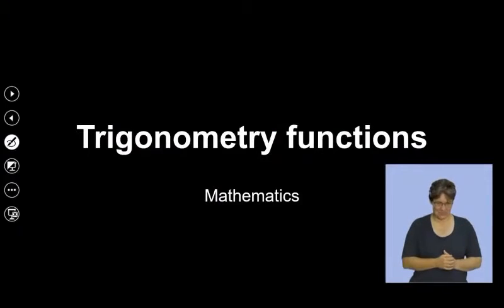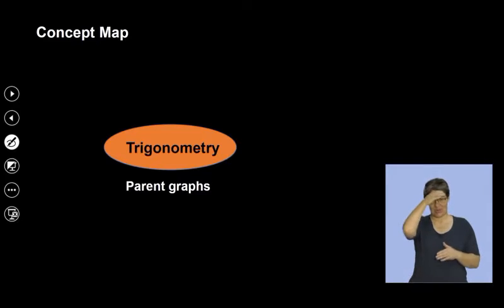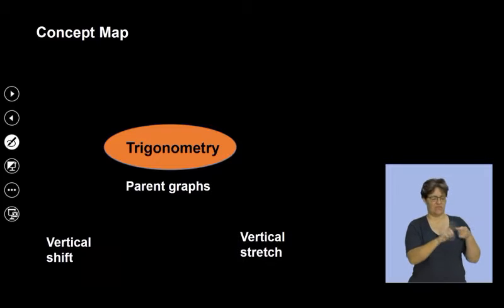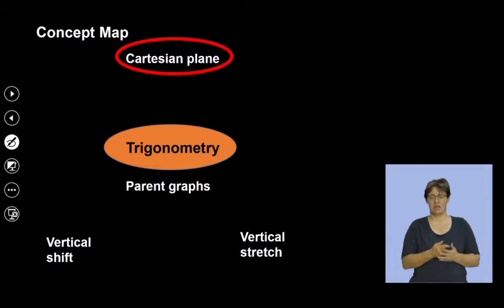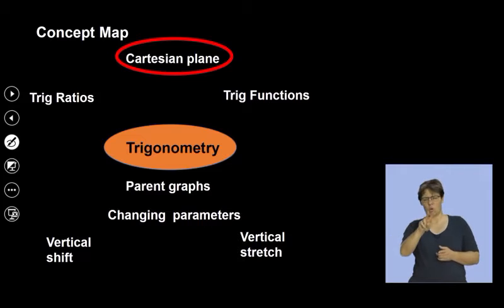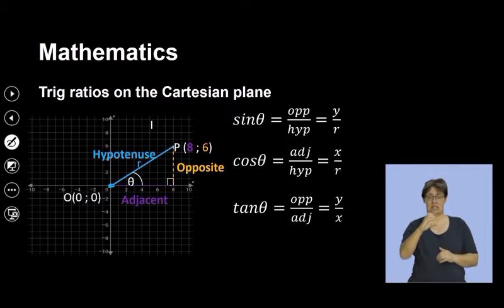So let's have a look at this. Now, remember, we always start with our concept map. We're going to look at what we call the parent graphs. There's going to be a vertical stretch of that and a vertical shift. Those are two different things. And then there's going to be what we call a Cartesian plane, which we're going to look at, some trig functions, and also some trig ratios. But for now, we're looking at the Cartesian plane and the trig ratios.